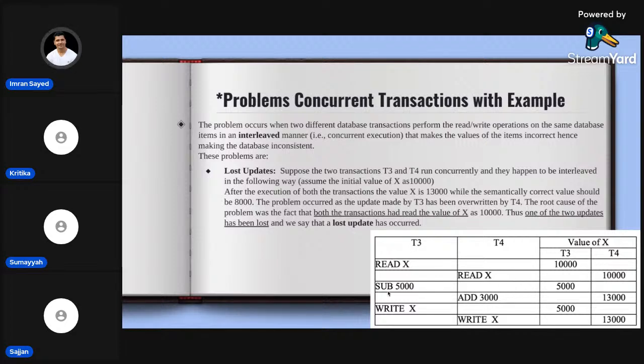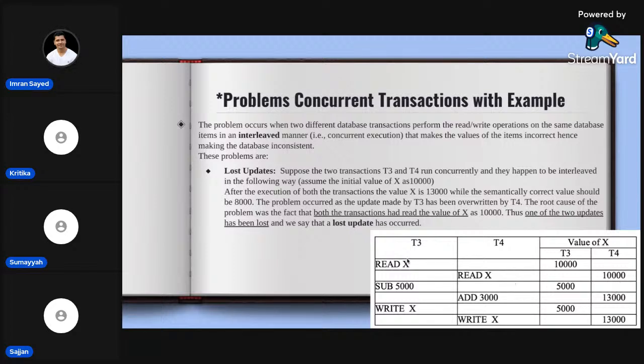Then T3 subtracts this amount. So the remaining balance is 10,000 minus 5,000, which is 5,000. At this point, T4 goes and adds 3,000, but because it read the value of X as 10,000, 10,000 plus 3,000 becomes 13,000. Ideally, it should have been 5,000 plus 3,000, but because the other transaction is happening simultaneously, and it had just read that the amount was this much, it's adding that amount, which is not correct.